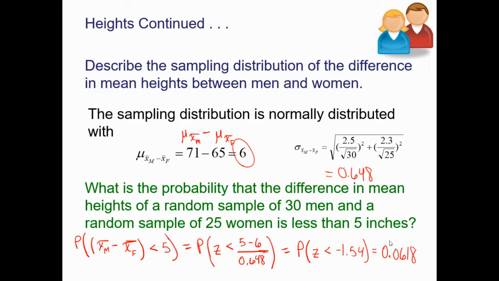So that's how you would do this, finding probabilities. But we can actually take this and turn it into a hypothesis test setup. So let's flip over to the next page and talk about some terminology.